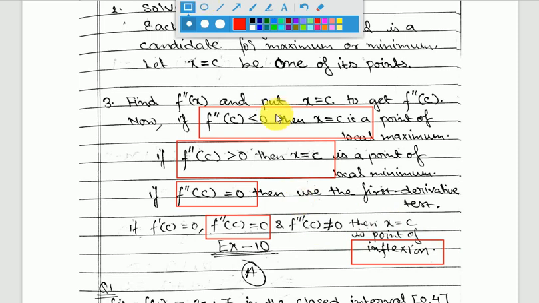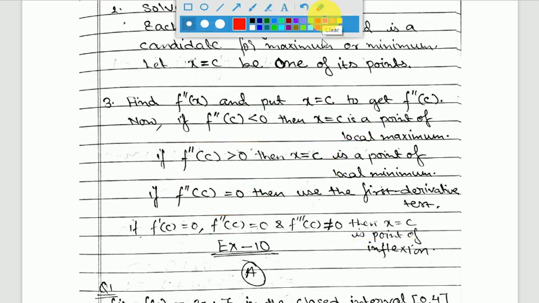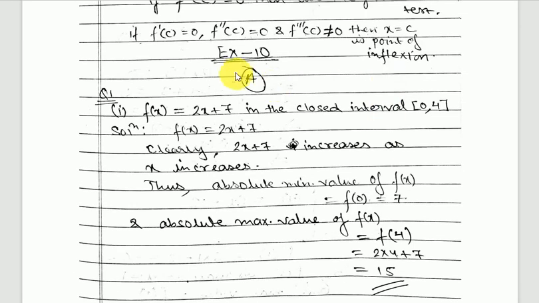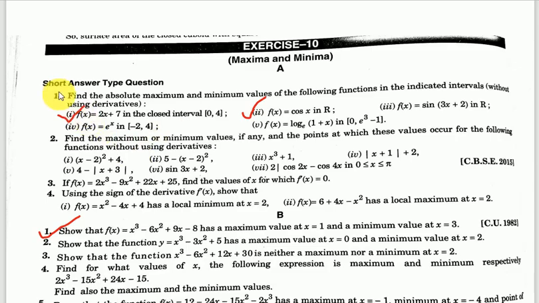So now let us see the questions. Exercise 10A. Here I have taken question 1. In question 1, a short answer type question, find the absolute maximum and minimum values of the following functions in the indicated intervals without using derivative. So here we don't have to use the second derivative test. Let's see how we can find its maximum and minimum value.